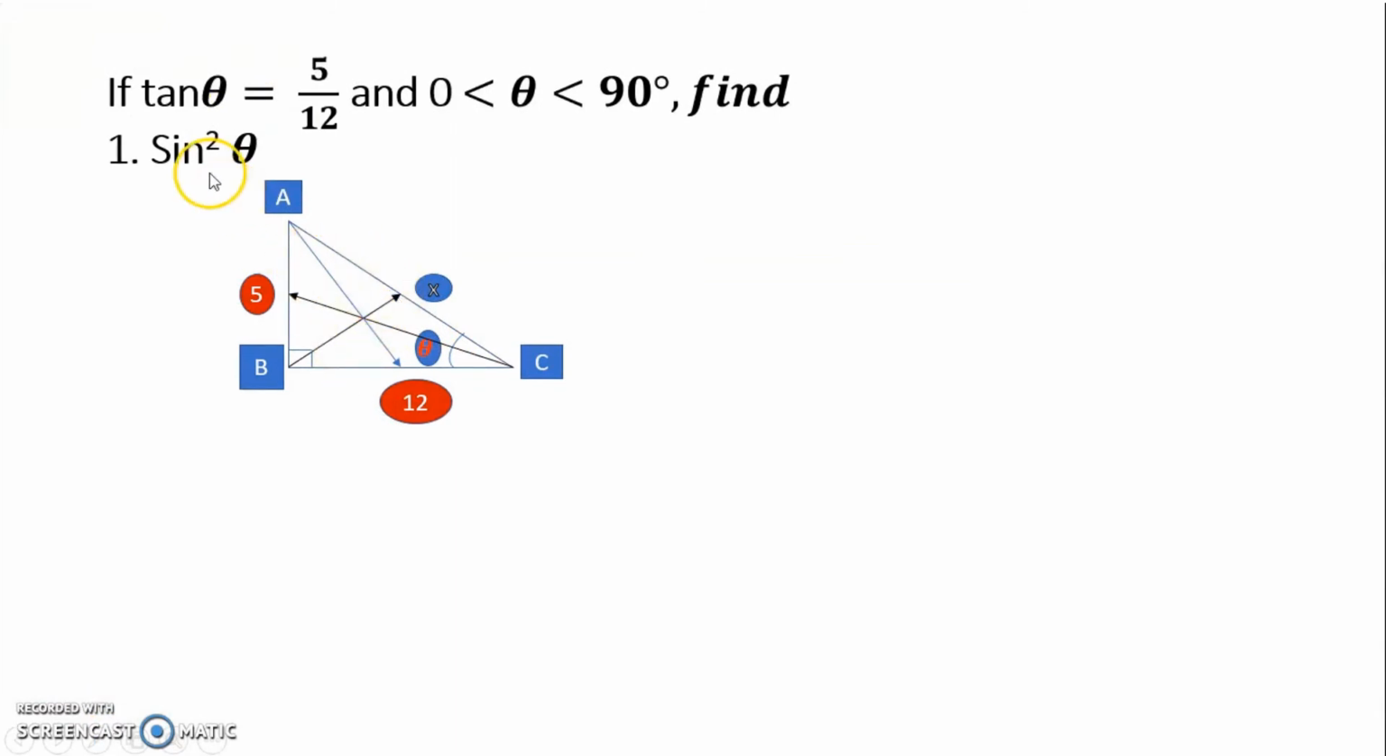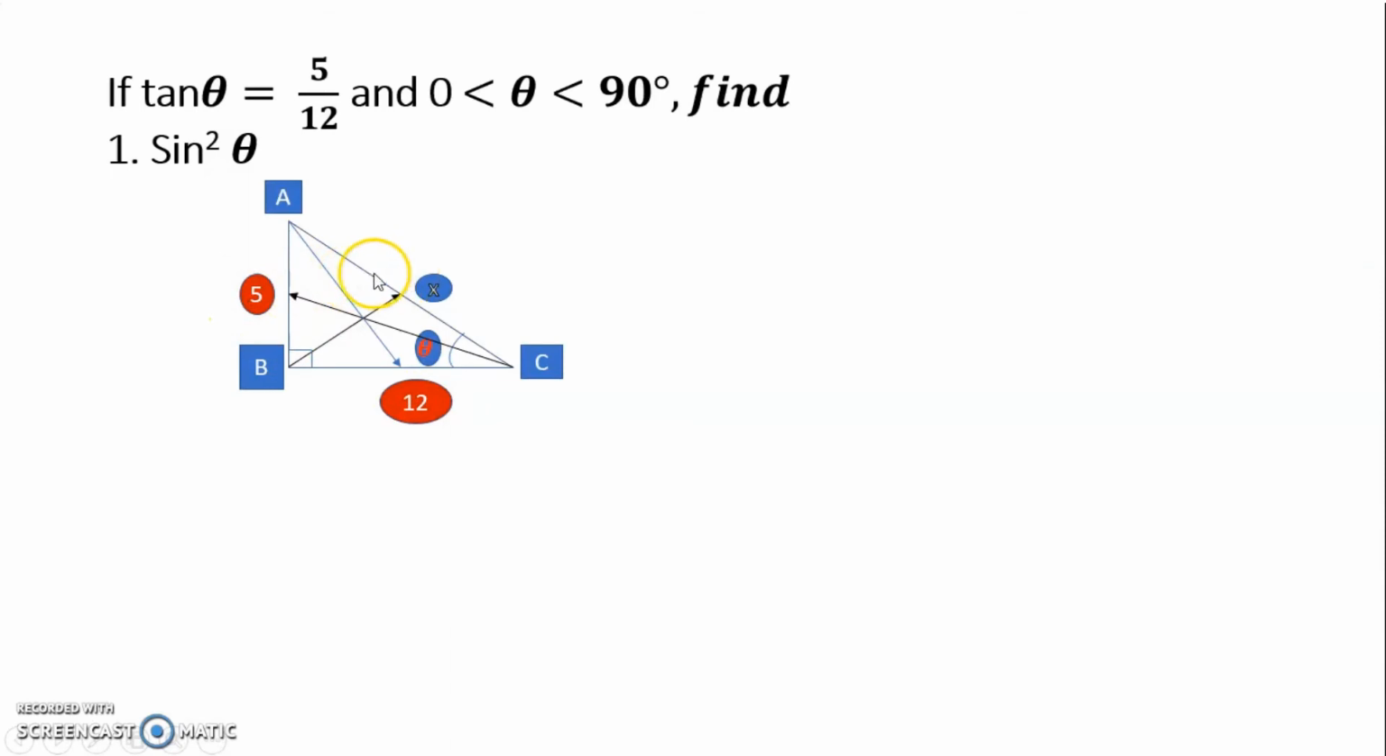Before we can start solving for this problem, we need to find the hypotenuse of this right angle triangle. How do we get the longest side in a right angle triangle? Remember, when you are looking for the longest side in the right angle triangle, you square the other two sides and you add them up.